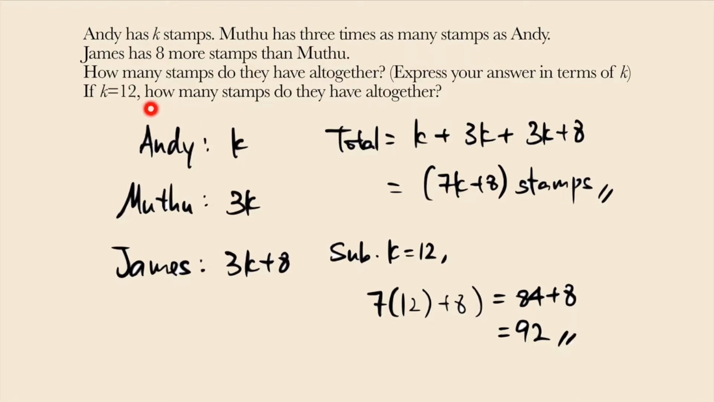Now, part B, if K is equal to 12, so we are now going to substitute 12. How many altogether? Again, we are dealing with the total, so we can reuse this expression, except now K turns into 12. So 7 times 12 plus 8, that gives us 92.